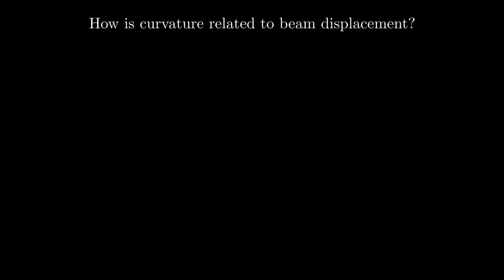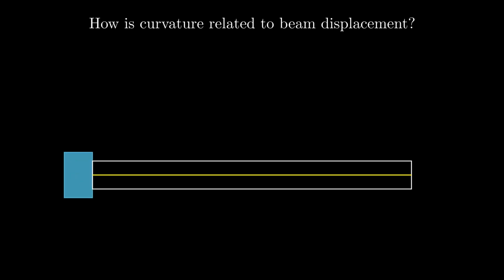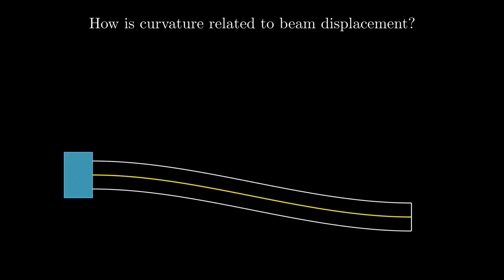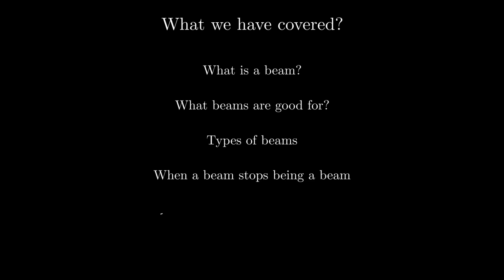Let's take one last look at how the curvature might look in comparison to the beam slope. We start by deforming our beam and drawing the tangent line to see how that assumed circle balances at our point, demonstrating the curvature of the beam. Wrapping up, let's go over what we've covered. We covered what a beam is, what beams are good for, types of beams, when a beam stops being a beam, and the Euler-Bernoulli beam equation.